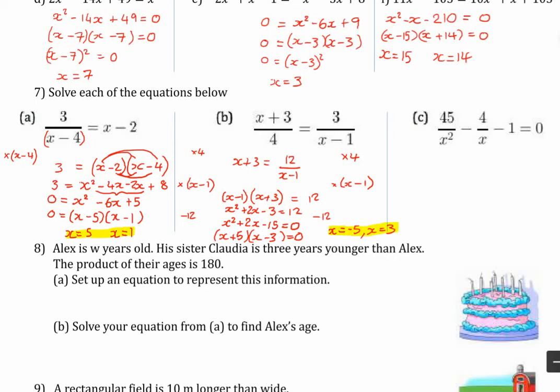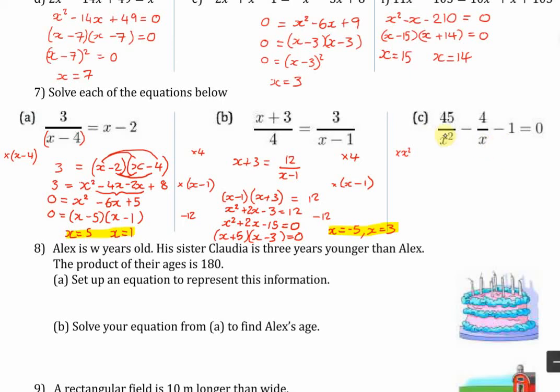Okay, and the last one. Now this one's quite tricky to think about what to do here. You could maybe times by x squared and then by x, but actually you don't need to, and I'll show you a quicker way to do it. X squared is a multiple of x anyway. The easiest thing to do here is to times by x squared, and if you like, that is the lowest common multiple of these two denominators. Okay, they both go into x squared.